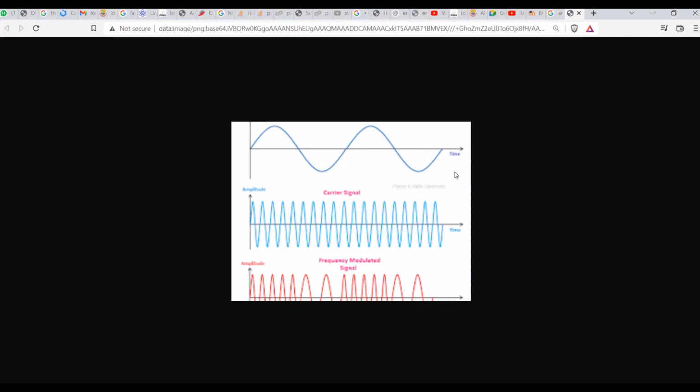Right, amplitude and frequency. What is amplitude? Amplitude is the vertical fluctuations, we can say. The vertical line is the amplitude and this part is the time. This is the frequency: how many cycles are generated in the time.